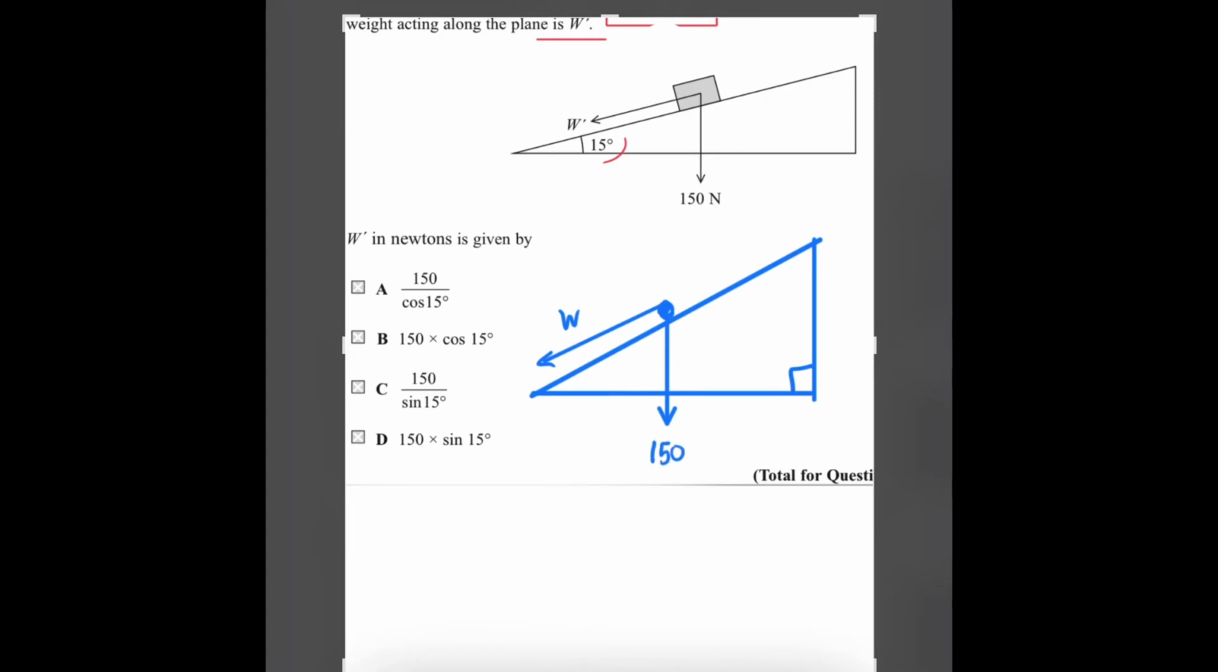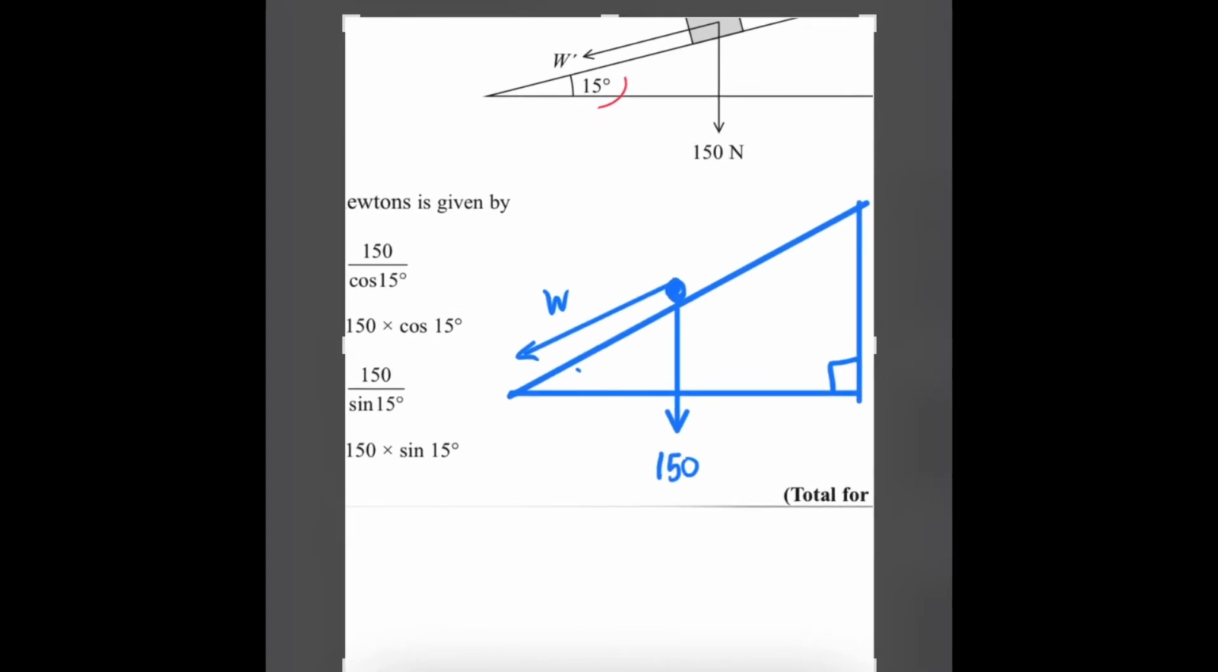So basically, if this is 15 degrees, we can draw a line perpendicular to the surface like this, and this angle would be 15 degrees. Since in this direction it's W, then parallel to this line we can draw a line like this. So this should also be W, right? This should also be W, and this would be 150.